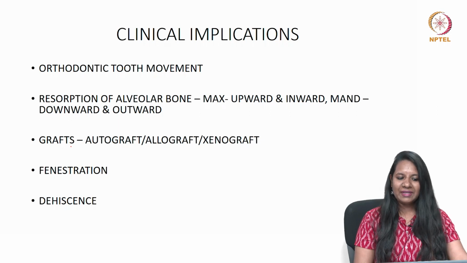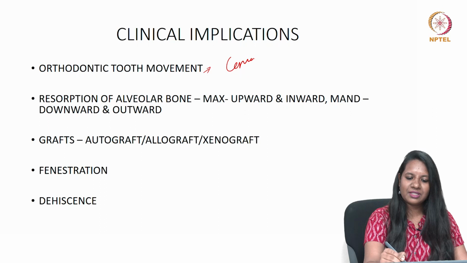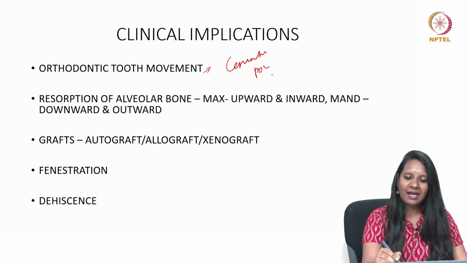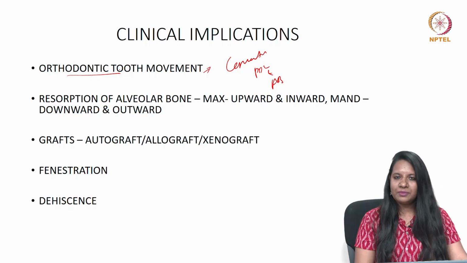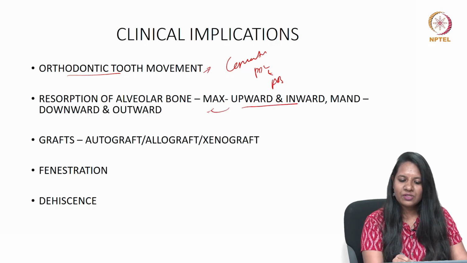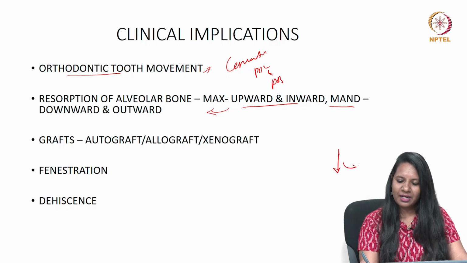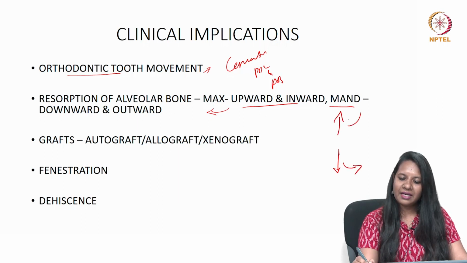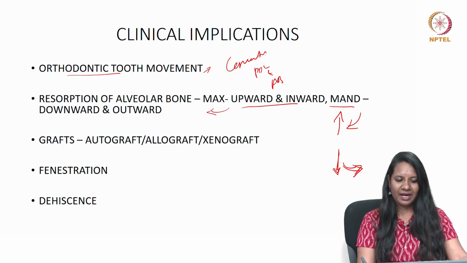And clinical implications, orthodontic tooth movement. Again and again, the cementum, PDL and the alveolar bone play an important role in orthodontic tooth movement. The resorption of alveolar bone occurs upward and inward in case of maxilla, and in case of mandible it is downward and outward.